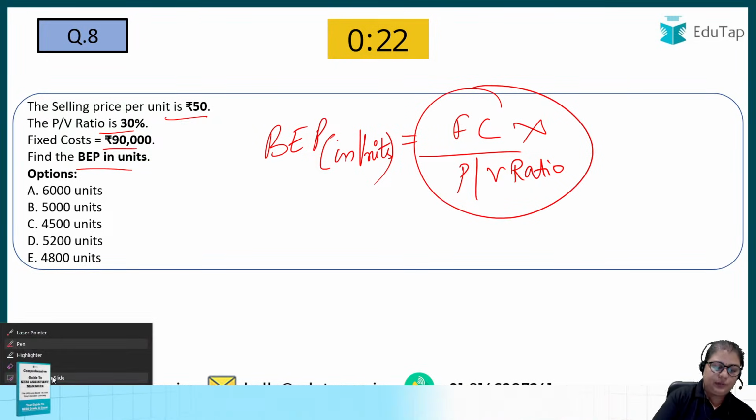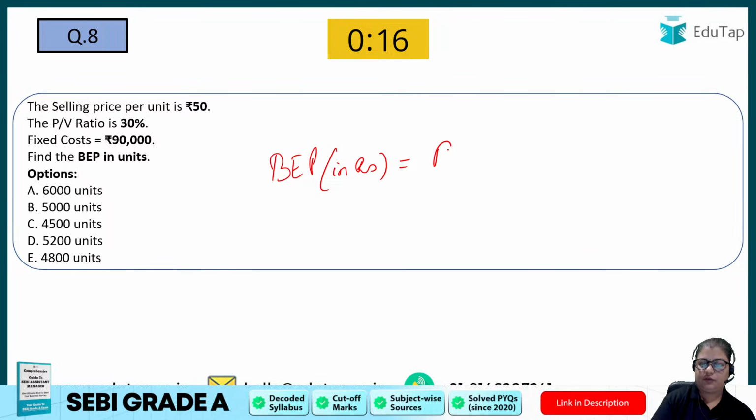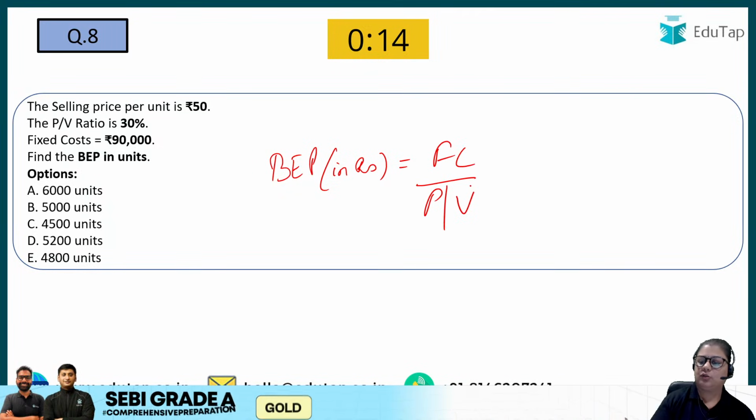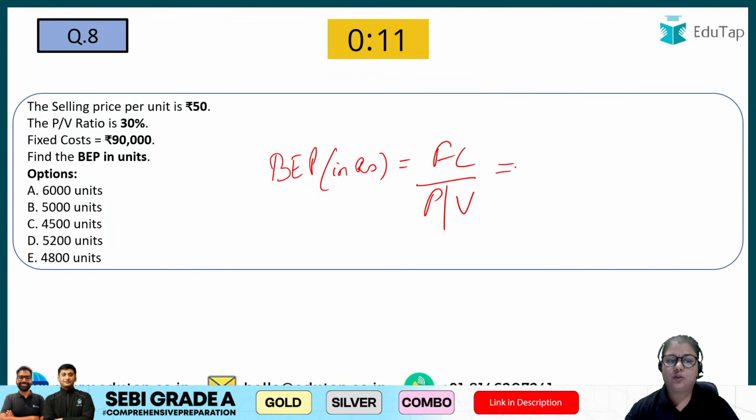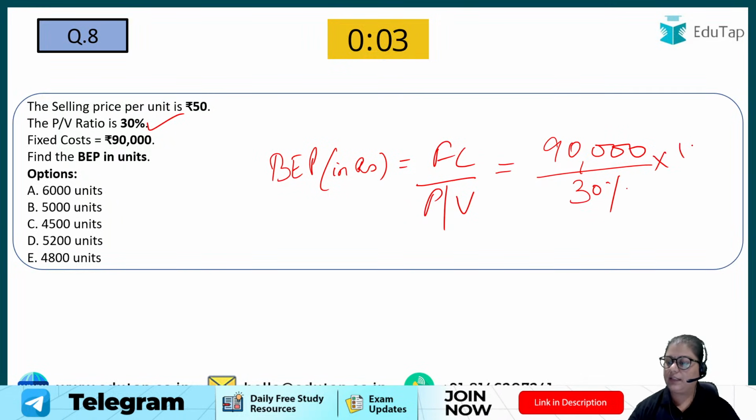What will be applicable? Let me calculate the break-even point in rupees first: fixed cost upon PV ratio. So fixed cost is 90,000, divided by my PV ratio of 30%. Just calculate this and tell me the answer. What will be the answer?